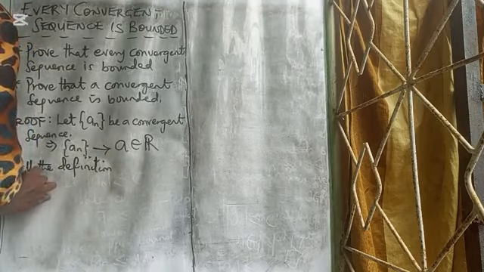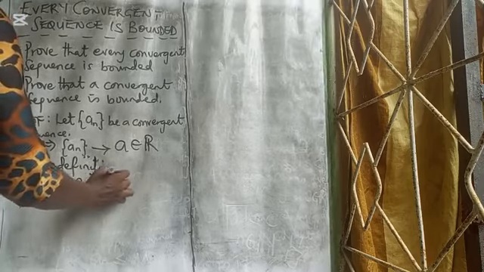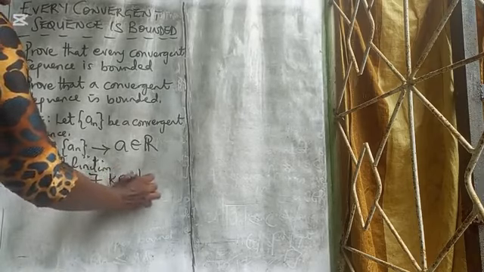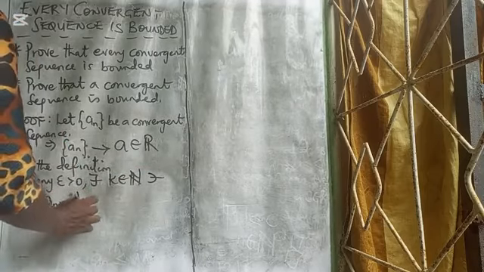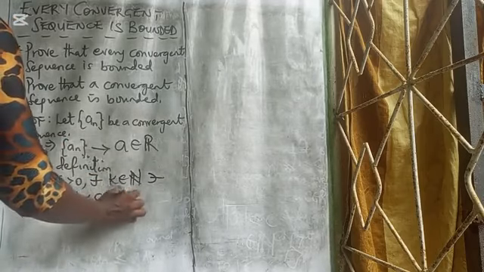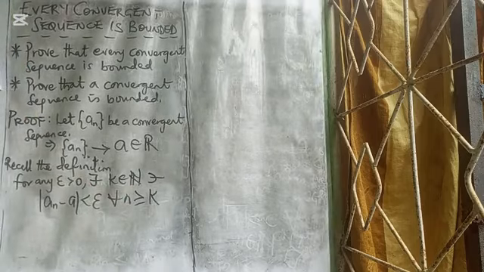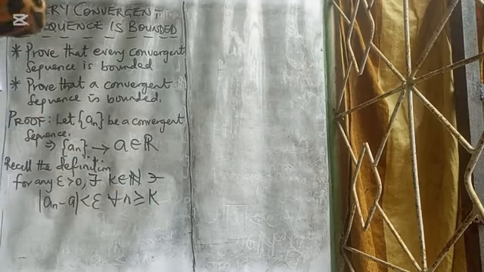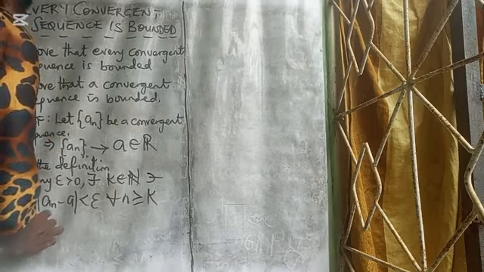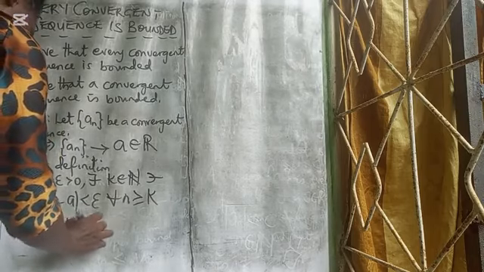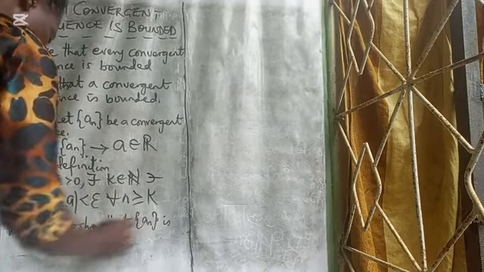What does it say? It says for any epsilon greater than 0, there exists k in N such that the absolute value of A sub n minus A is less than epsilon for all n greater than or equal to k. If that is true, we now want to show that our A sub n is bounded. We want to show that the sequence A sub n is bounded.